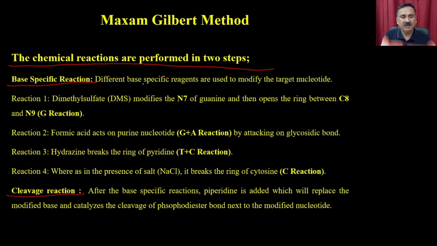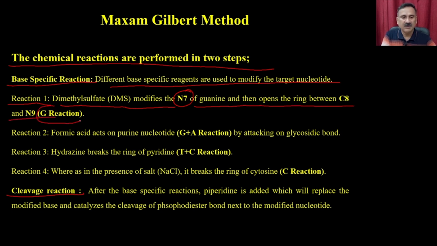Okay, so in the base specific reaction, different base specific reagents are used to modify the target nucleotide. Reaction 1, where you are going to use dimethyl sulfate, DMS, is going to modify the N7 of the guanine and then open the ring between C8 and C9. So that is called the G reaction. Then you have reaction 2, where you are going to add formic acid, which acts on purine nucleotides. So it is going to be called the G plus A reaction, by attacking the glycosidic bond.